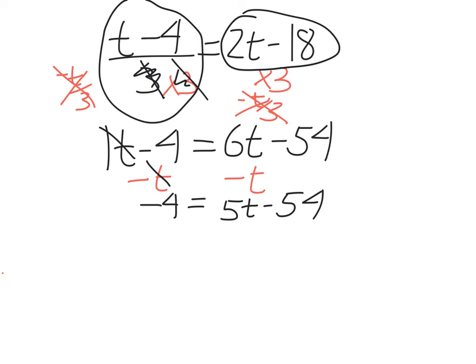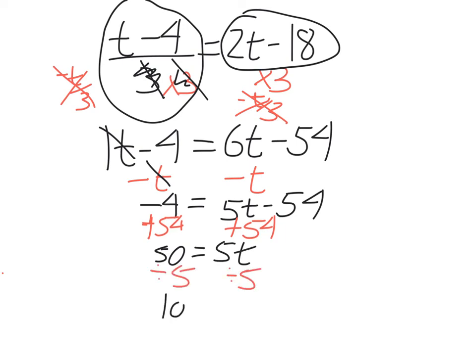So then I need to add 54 to both sides. That's how I undo subtracting 54. So then I get 50 equals 5t. And of course my last step will be divide by 5. 50 divided by 5 is 10. My solution is t equals 10.